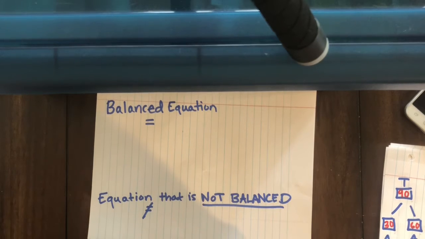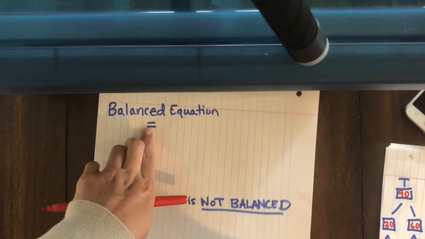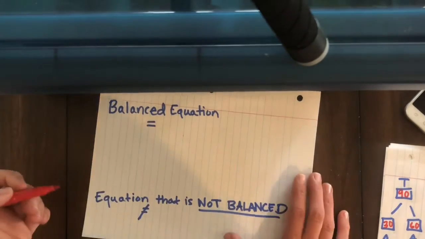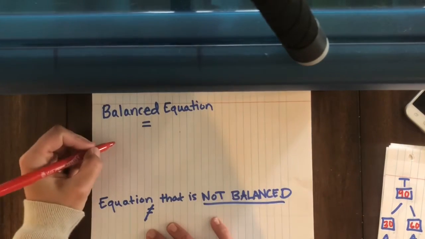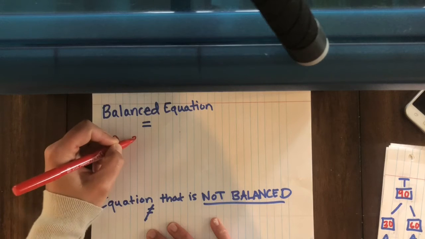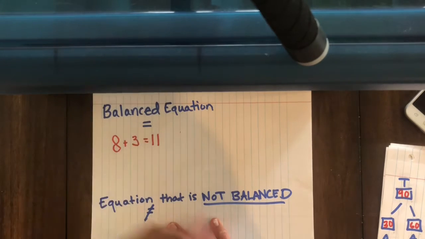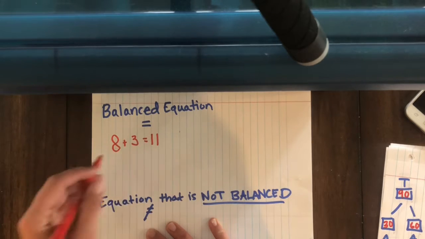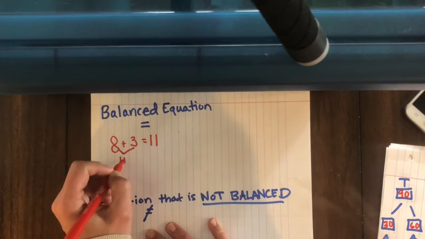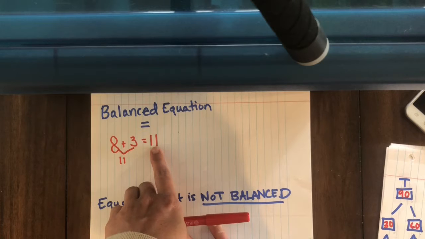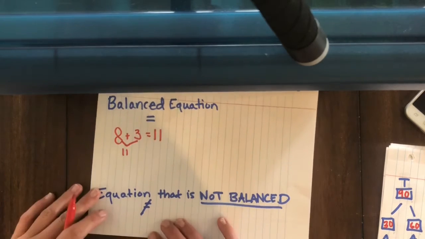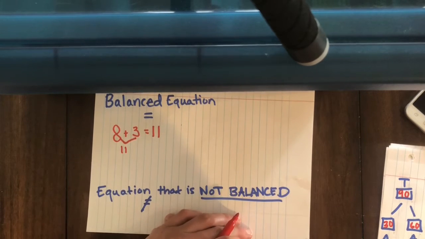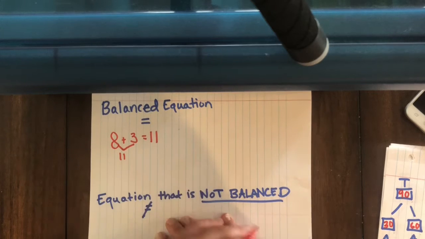So a balanced equation means I have the same amount on both sides of the equal sign. So that means here when I do 8 plus 3 equals 11, this equation is balanced because 8 plus 3 I know is 11. And this side says equal 11. So we're going to get into some things that are a little bit more complicated today.